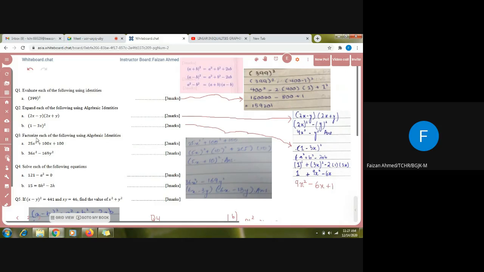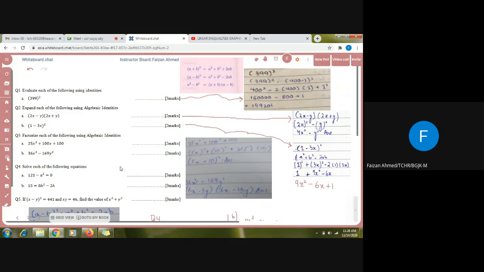The third question, you have to factorize. Question number 2 was basically expansion, and question number 3 is basically factorization. I have been given the expanded form. The expanded form is given to me. I have to convert this into the factorized form. So looking at the first question, this is 25x square plus 100x plus 100. There are two positive signs. So in the first identity, I have two positive signs. So this is the expanded form of the first identity, and I have to convert this expanded form into the factorized form.